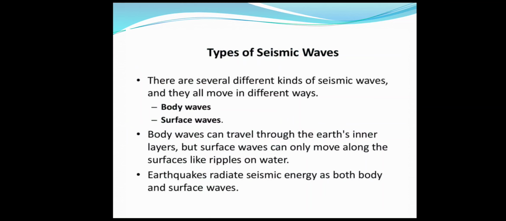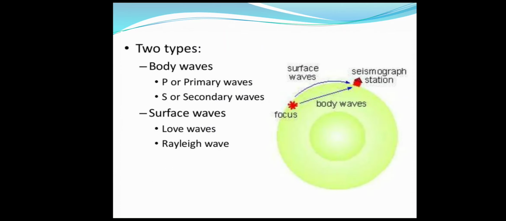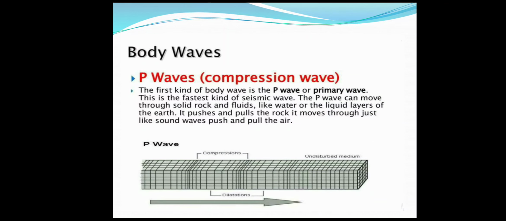So types of seismic waves: there are two types of seismic wave. The first one is the body wave and the second one is the surface wave. Body waves can travel throughout the inner layers, but surface waves move along the surface of the ground. There are also subtypes of body waves. The subtypes of body waves are P or primary waves and S or secondary waves, and surface waves are Love waves and Rayleigh waves. Now we are starting our topic, body waves.